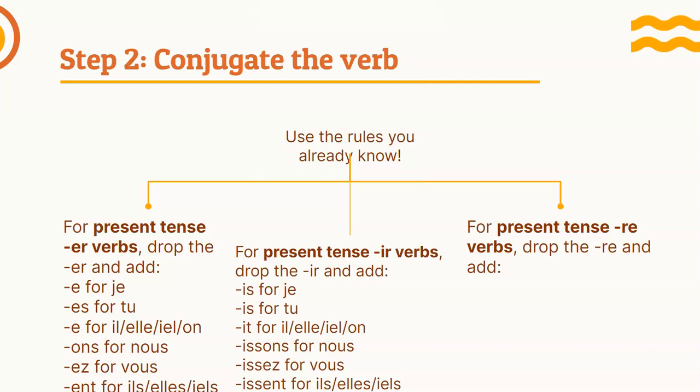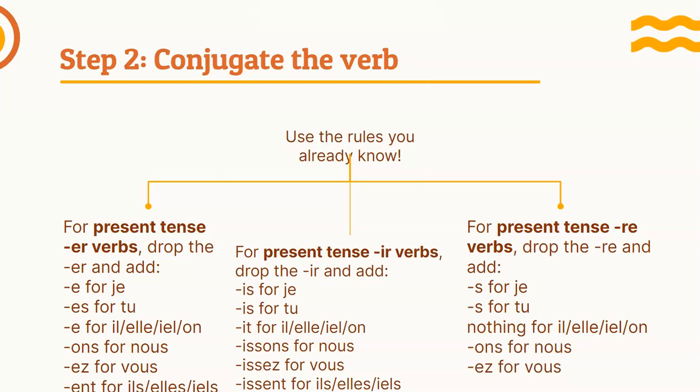And then for present tense RE verbs, you drop the RE and you add S for je, S for tu. You add nothing for il, elle, on. You just leave it as whatever the verb looks like with the RE at the end taken off. ONS for nous, EZ for vous, ENT for ils, elles. If you find that you still struggle a little bit with present tense verbs, I'll link the whole explanation here for a little bit more detail.